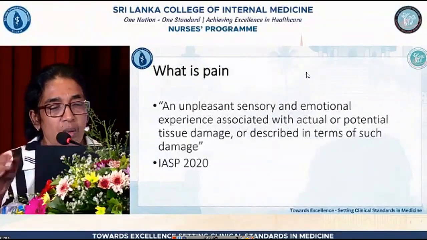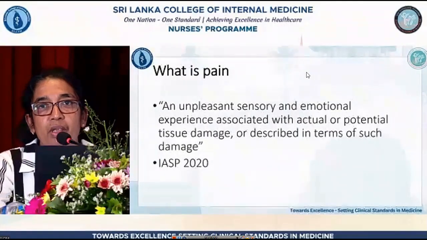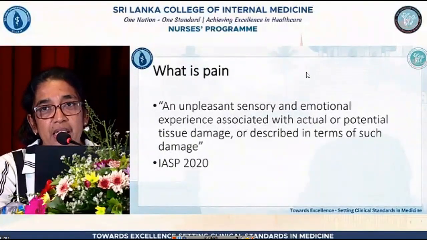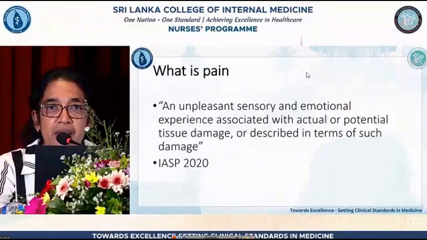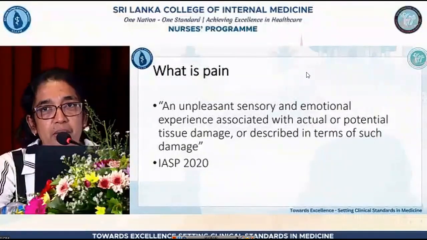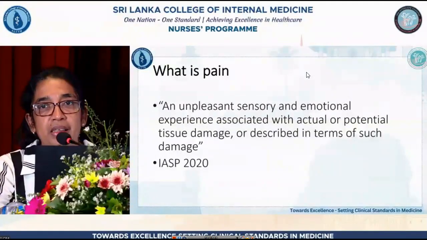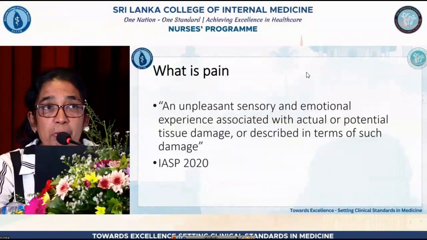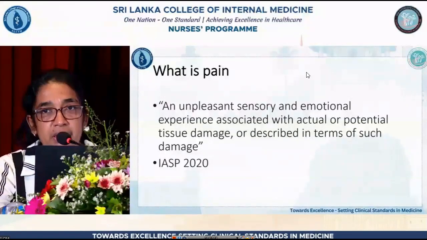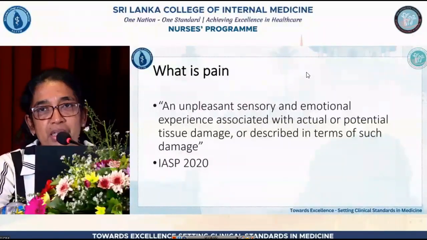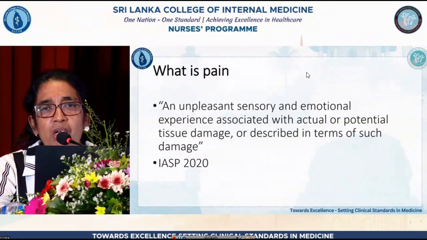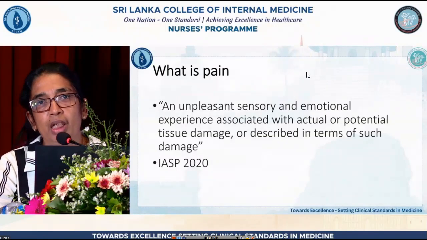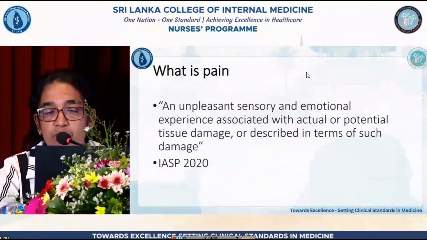So what is pain? I think we all have experienced pain in our life, maybe mild or moderate, sometimes severe pain. Sometimes we have experienced our family members, how they have suffered during their illness, sometimes for long durations, maybe a cancer or a chronic pain condition. So we have experienced as human beings how people suffer from pain.